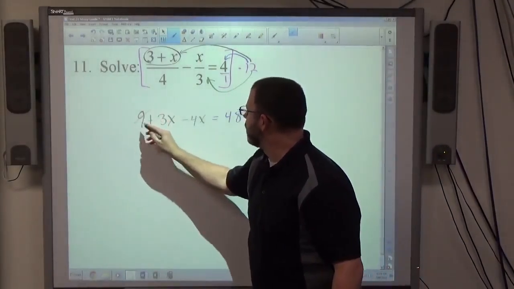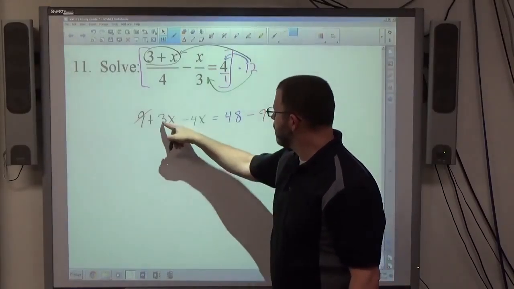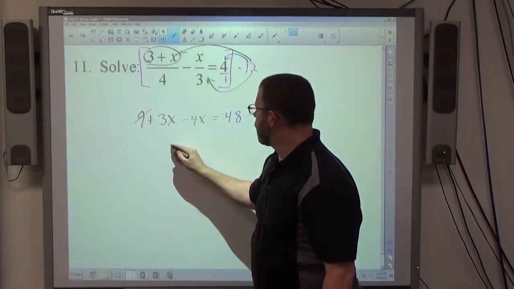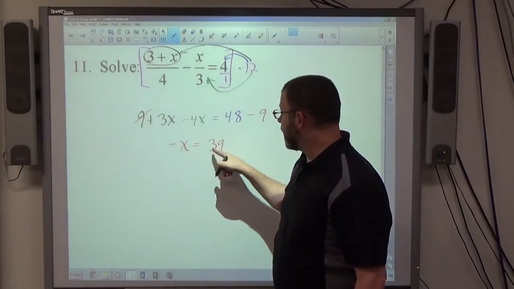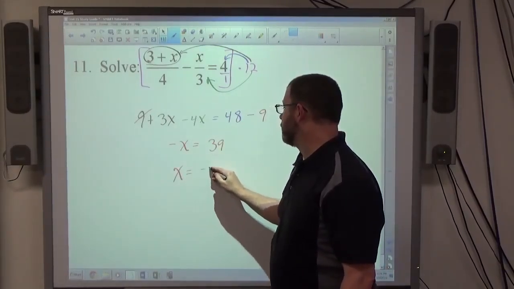So if I move the 9 over to the other side, it becomes negative. Combine like terms. 3x minus 4x is negative 1x. 48 minus 9 is 39. Minus x equals 39, so positive x equals negative 39.